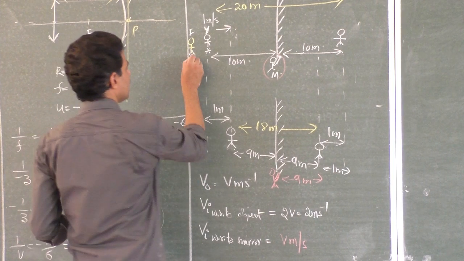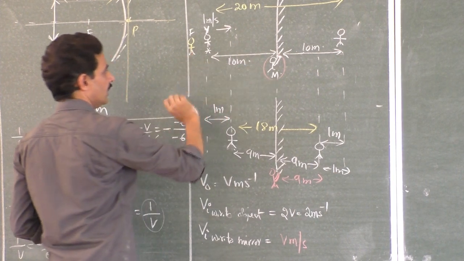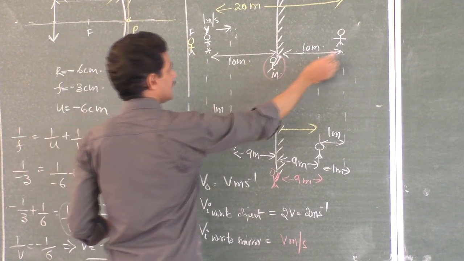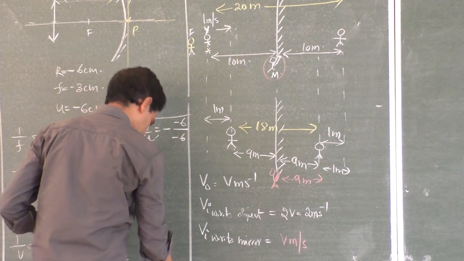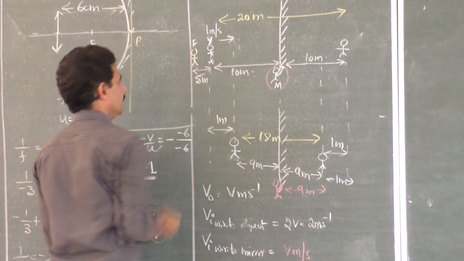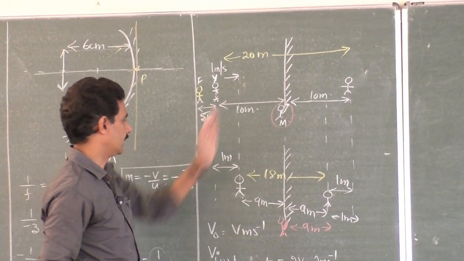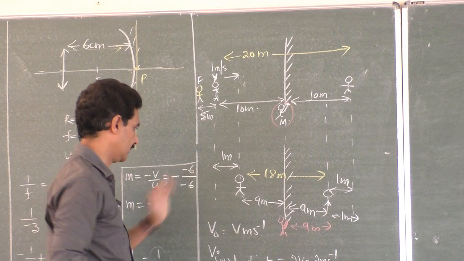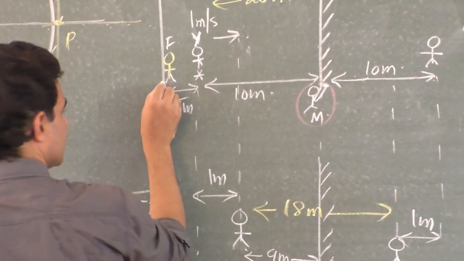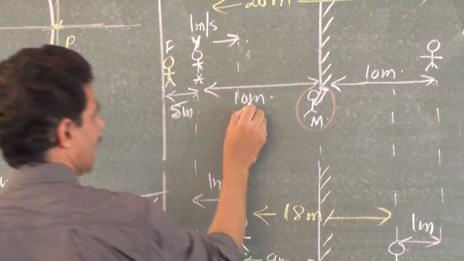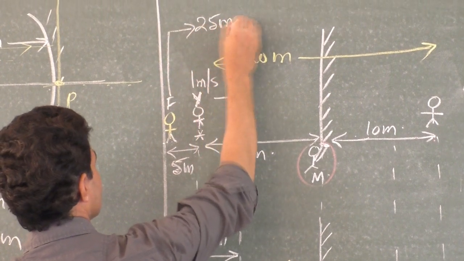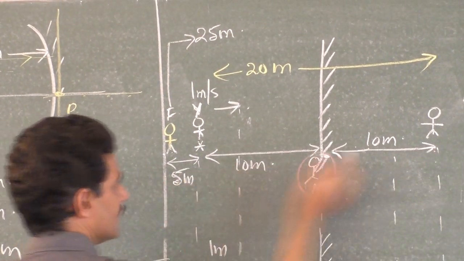What is the velocity of the image with respect to this third person? It is also 1 meter per second, because the third person will feel that it has only changed by 1 meter. Suppose the third person is at a distance of 5 meters from us. We are running towards the mirror. He will not move, so he will be here only, right? The initial distance between the image and the third person, your friend, is 5 plus 10 plus 10. How much is it? 25.